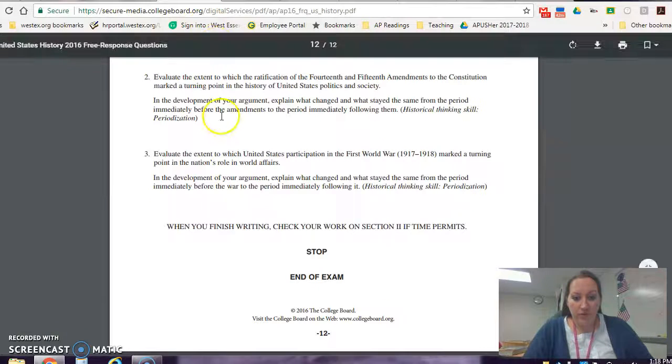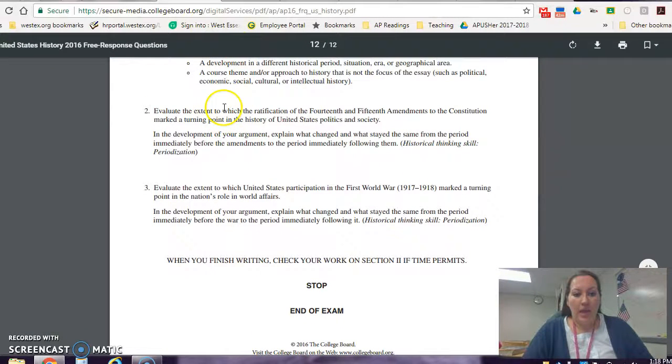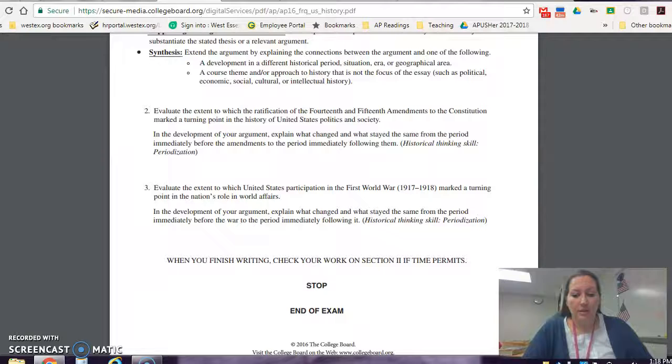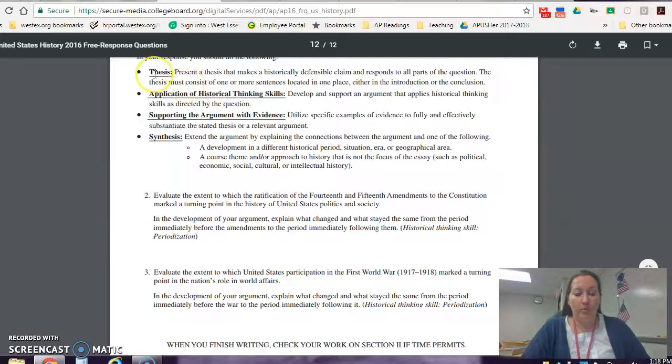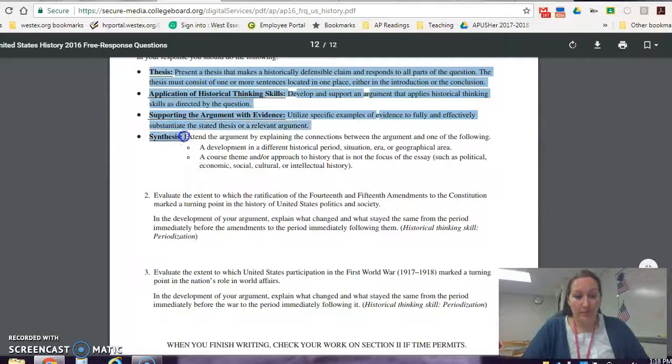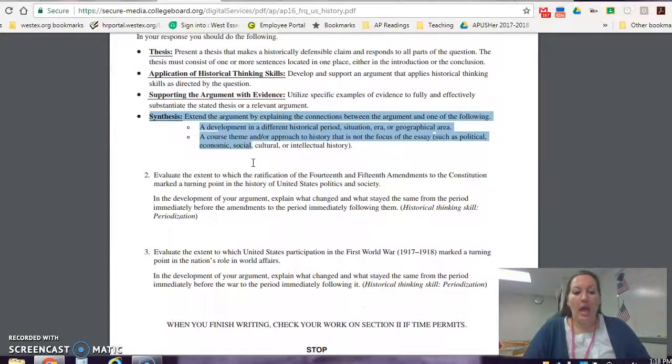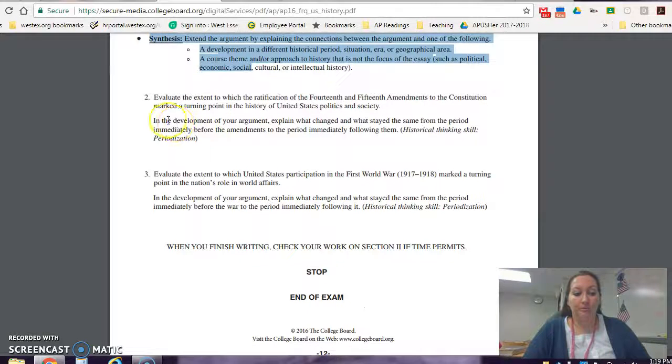I want to flip over and look at this one. It's a 2016 DBQ I posted. Again, you have the bulleted point rubric at the top. Notice this time they bold everything for you, easy to see. Use it as a checklist. And remember the synthesis point is now the complex understanding. Synthesis is one way you can get it, but not the only way. Okay, so let's look at number 2.